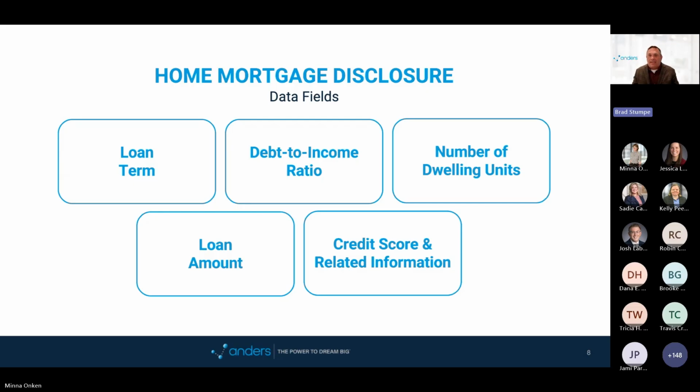All right, last thing up, credit score and related information. A common error here is reporting a credit score for both the applicant and the co-applicant when only one was relied on. Let's say here that my wife and I apply for a loan. She has a middle credit score of 800.